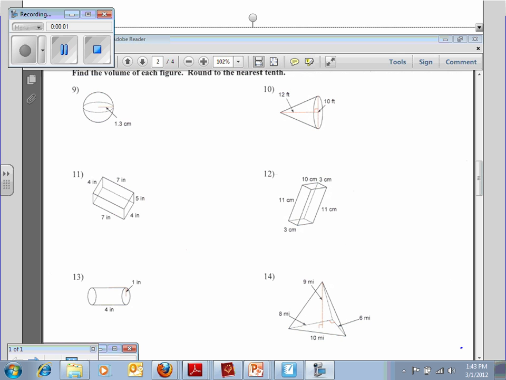This is an overview for the lesson that took place on Thursday, March 1st. It has to do with the volume formulas for the CUDA handout CUDA 4. I'm going to do an example of each one.